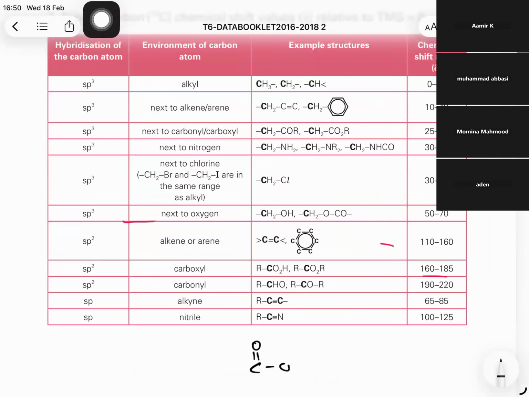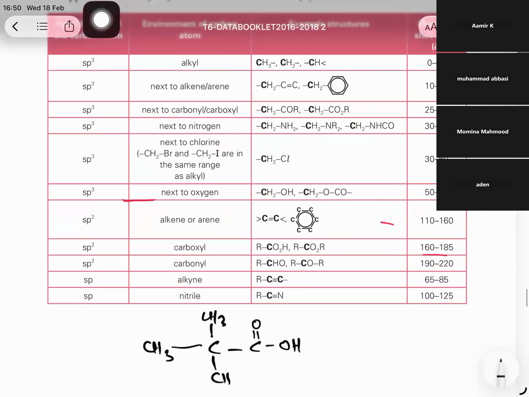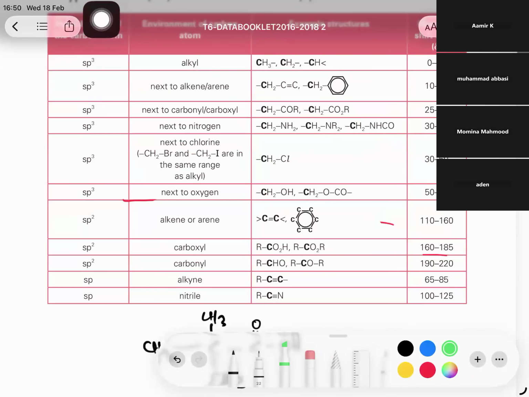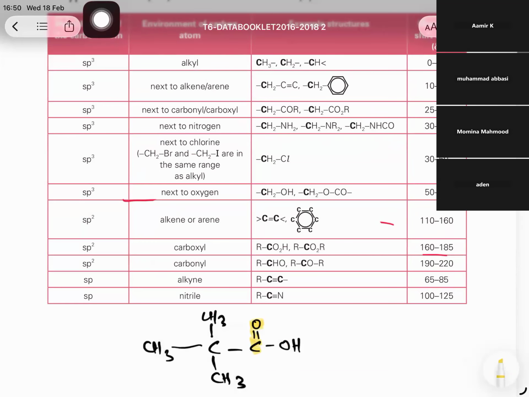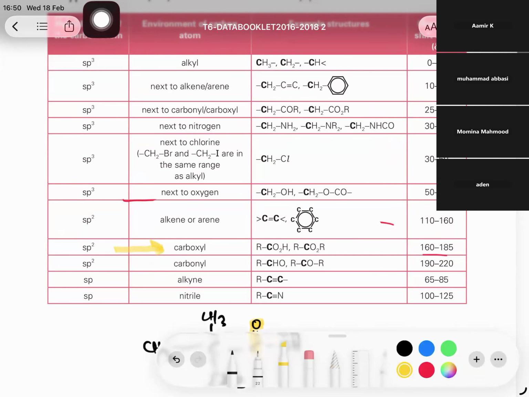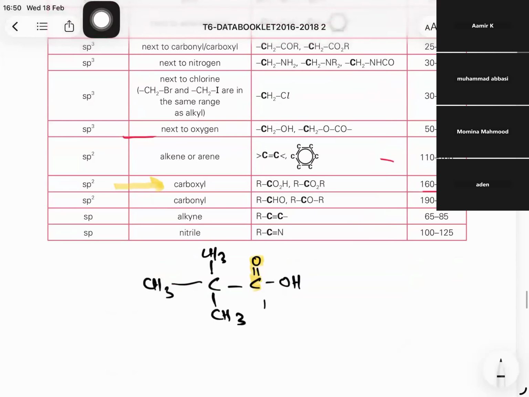C double bond OH and then C, and there are 3 CH3s. This is the peak for carbon, no? So here is the first carbon. This carbon, which is C double bond O and next to OH, is known as carboxyl. And where is carboxyl? Can you see the carboxyl? Okay, so you agreed to 160 to 185 for this carbon in the carbon-13 NMR spectrum peak.